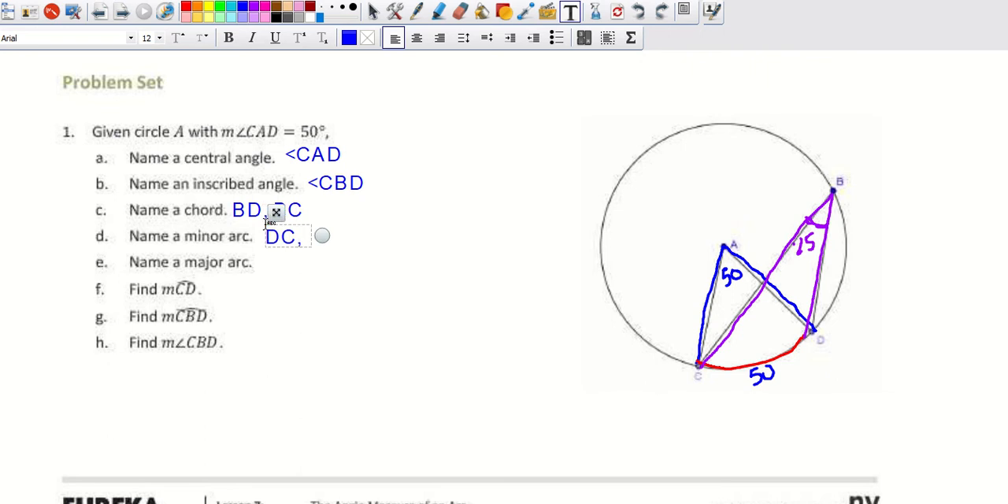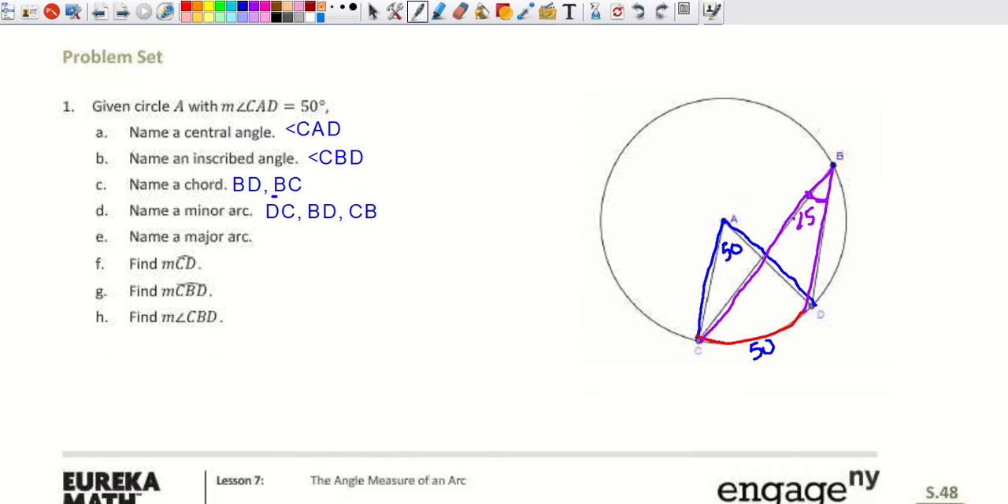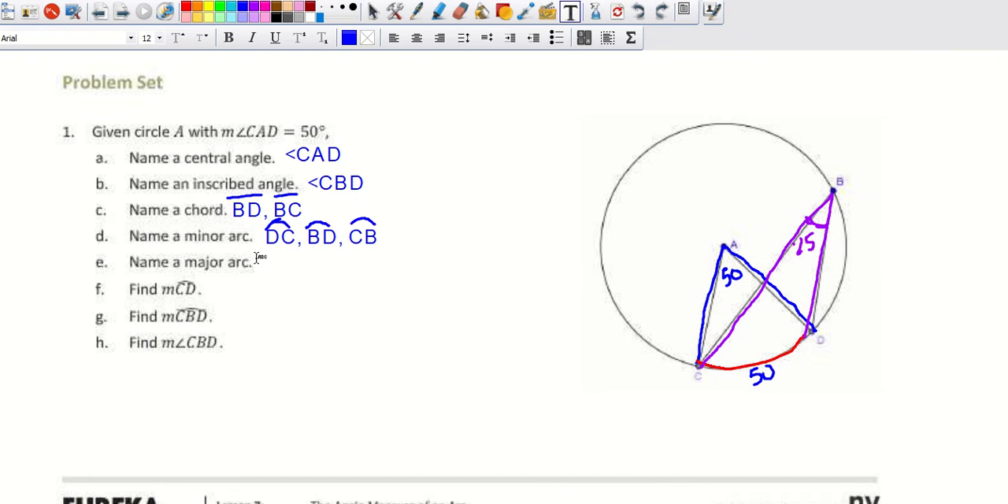Minor arcs, there's a few of them. There's DC, from D to C. There's BD, going from B to D. And there's also CB, which is going from B to C. Now, when we state an arc, we need to draw the little arc hat on top for these. And chords would get straight lines, because they're line segments. So major arcs, remember, get 3 letters, okay? So here the major arcs go from D through C to B, so DCB, or BCD, and also going from D around B to C.